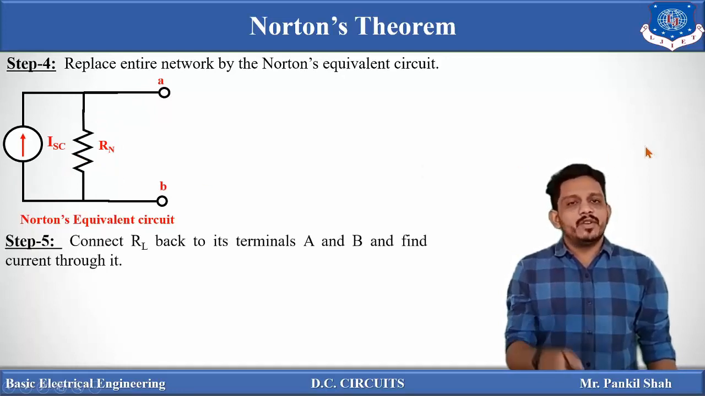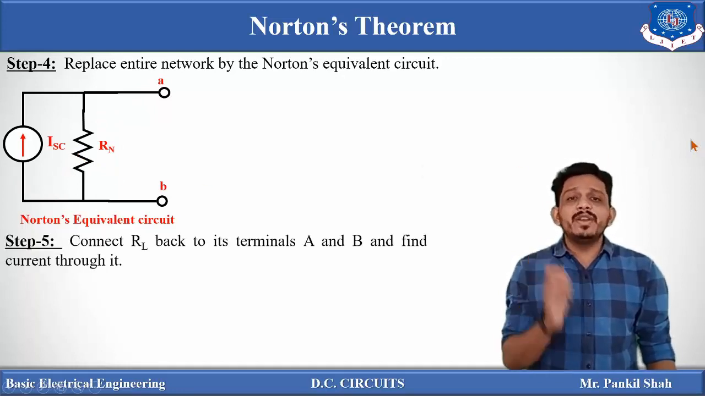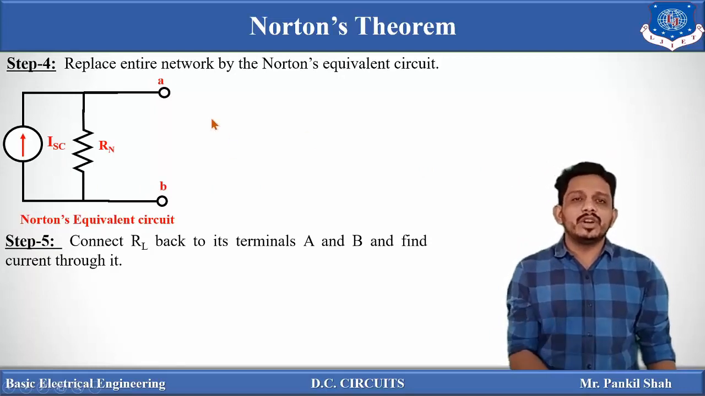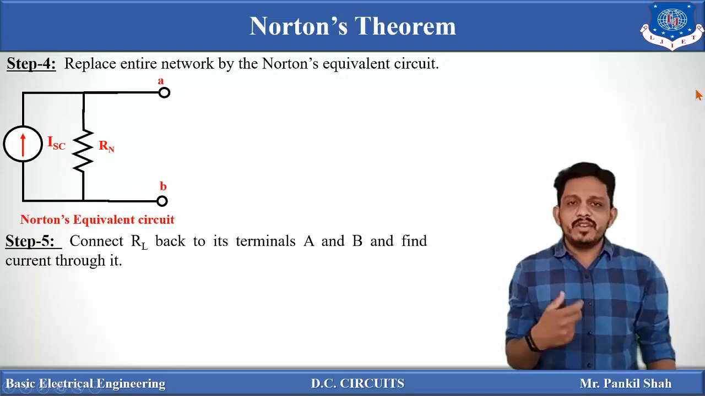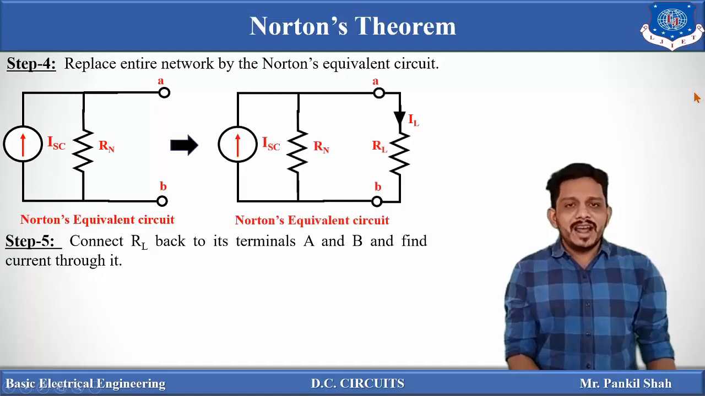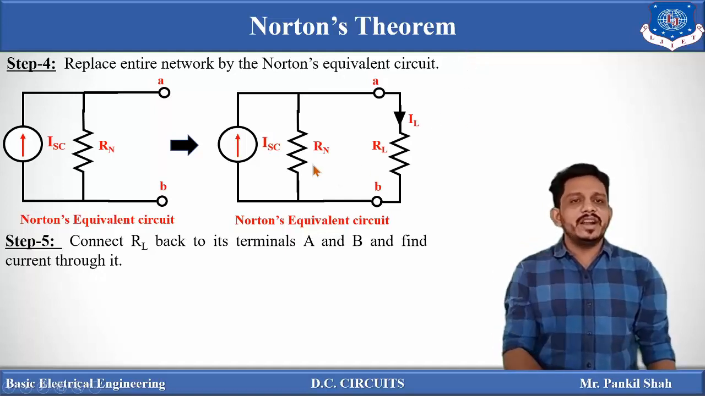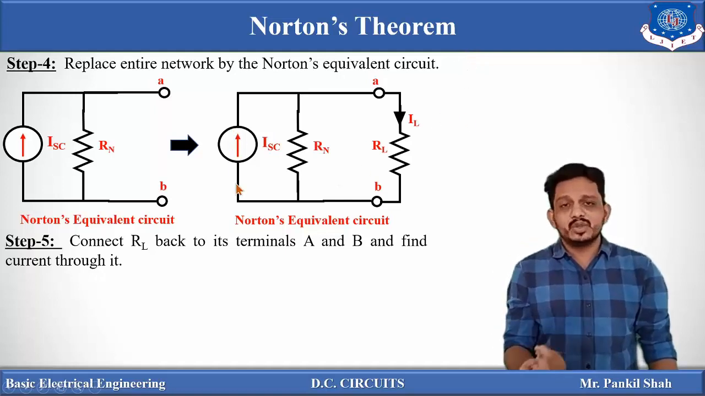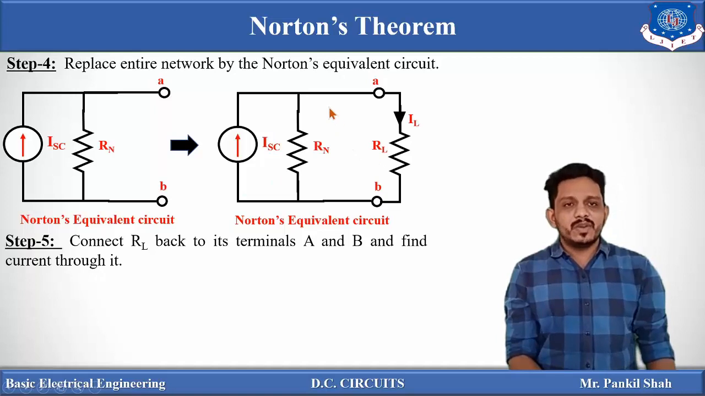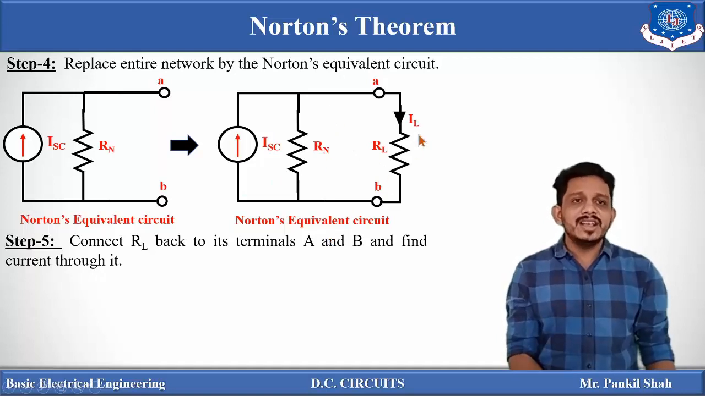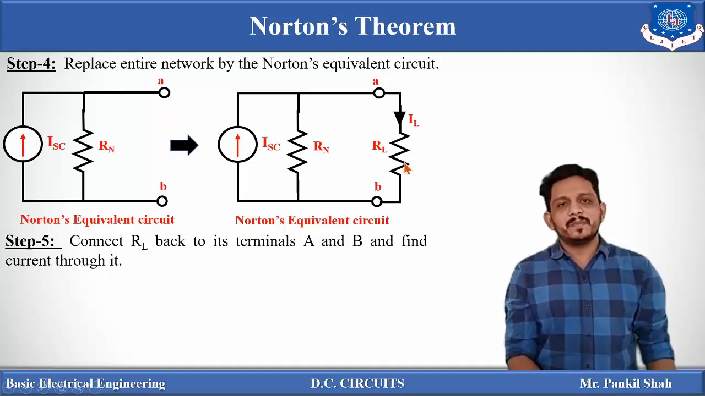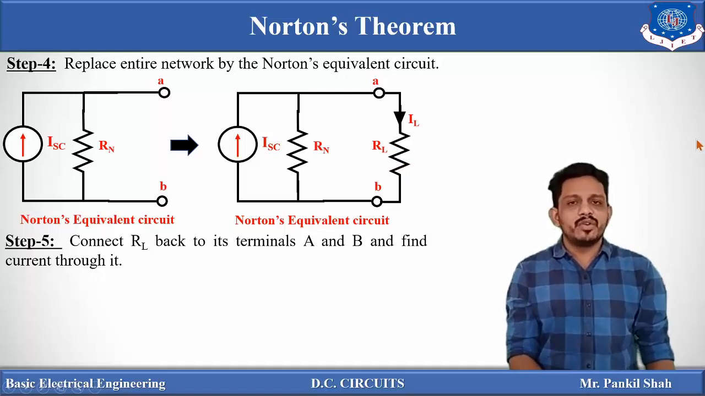Now step number 5. You have to connect the previously removed branch back to the terminal A. So previously we removed the load resistance RL, and now we have to connect that load resistance branch back to this network. So this is the final Norton's equivalent network. There is one current source ISC or IN, there is one resistance, that is RN or RTH, and there is a load resistance. And our aim is to find the current flowing through this load resistance.